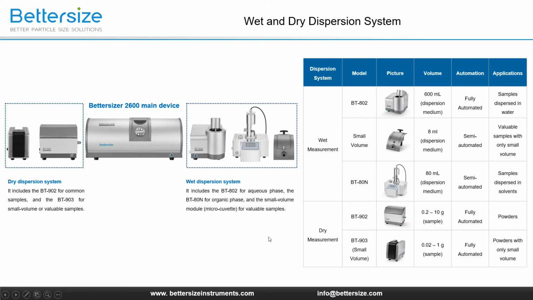The modular design of the Betasizer 2600 guarantees a quick and easy switch between the dispersion modules without inconvenient cleaning or troublesome hardware and software adjustments.